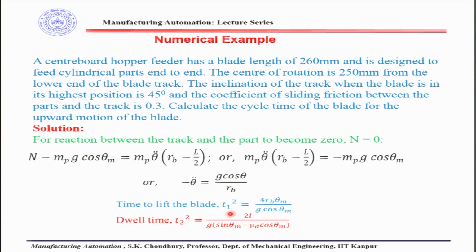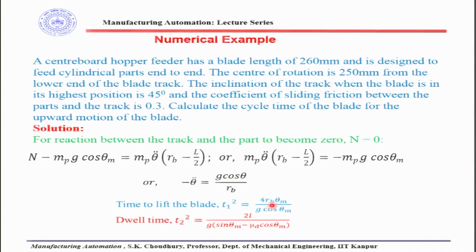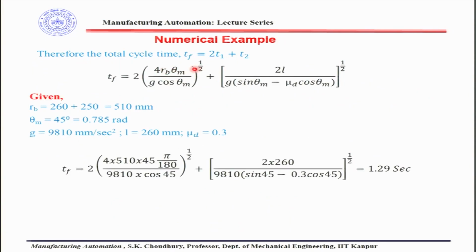So, the time taken for the blade to go from the initial position to the topmost position will be given by T1, which is the square root of 4 R_B theta_m divided by g cos theta_m. Similarly, the dwell time T2 is given by what we have seen earlier. Therefore, the total time taken is 2 T1 plus T2. I am reminding you how we derived the theoretical formula. So, this is the total equation for the cycle time.